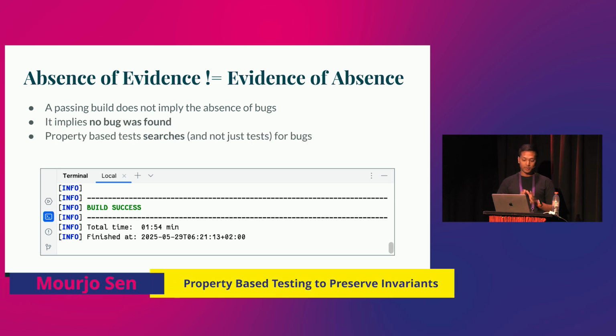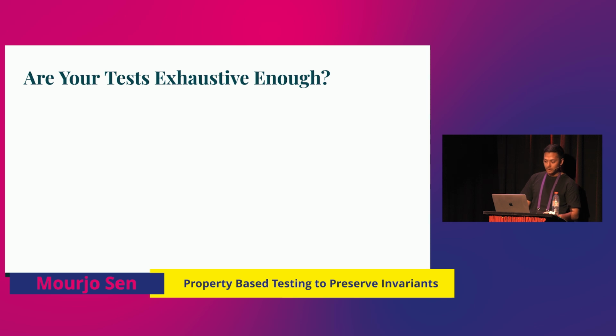But property-based tests try to do a little bit better. It's not 100% accurate, it's not mathematically proven, but it is trying to uniformly search the space that we're in. So it is searching for bugs and not just testing for bugs, which I think is quite useful. So I want to leave you with this question: the tests that you are writing, are they exhaustive enough?